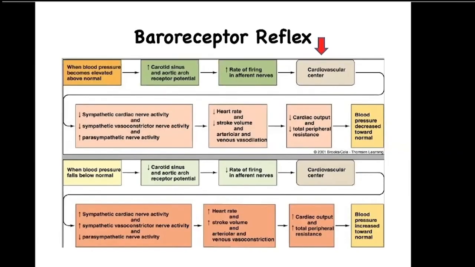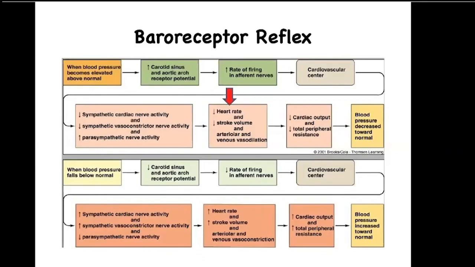Remember, blood pressure is elevated. So what we'll need to do is decrease sympathetic input to the SA and the AV nodes, as well as the myocardium, and decrease sympathetic input to the blood vessels. In addition, we're going to increase parasympathetic input to the SA and the AV nodes. If you increase parasympathetic input to the nodes and decrease sympathetic input to the nodes, the heart rate will go down. If you decrease sympathetic input to the myocardium, stroke volume will go down.